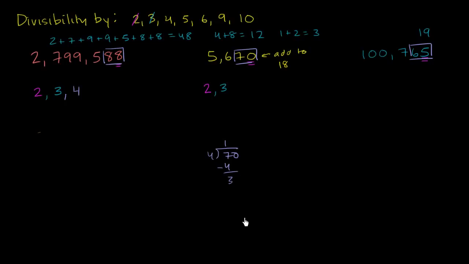Now let's move on to 5. And this is something you're probably already very familiar with. If your final digit is a 5 or a 0, you are divisible by 5. So this one is not divisible by 5. This one is divisible by 5. You have a 0 there. So this is divisible by 5. And this, you have a 5 as your ones digit. So once again, this is divisible by 5.